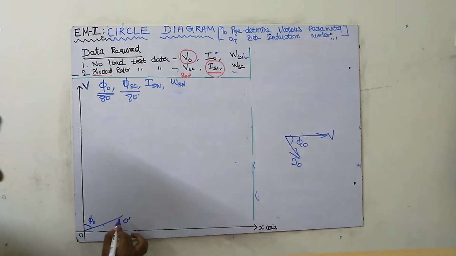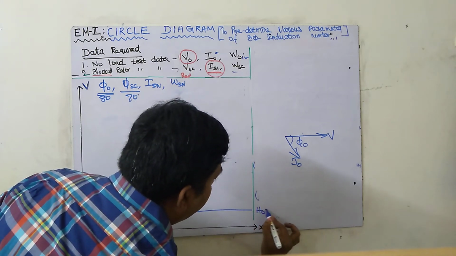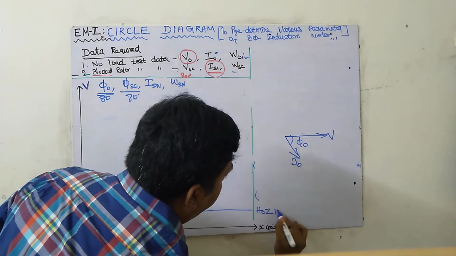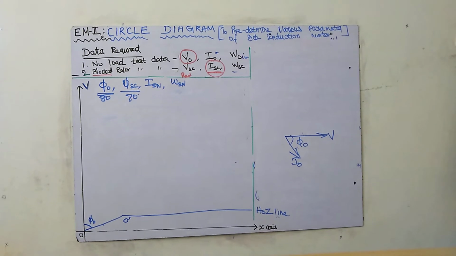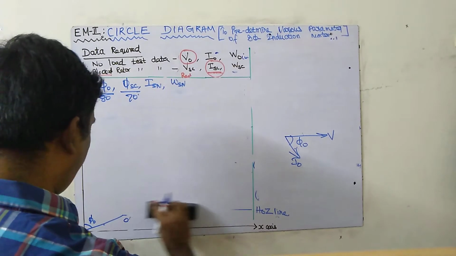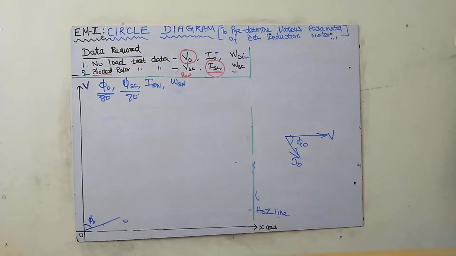After drawing this, you have to draw a straight line, called the horizontal line. This is a very important line. The horizontal line we have to draw should be a straight line. For me, it's not at all a straight line. Okay, I will remove this. Using a scale, I will draw it.